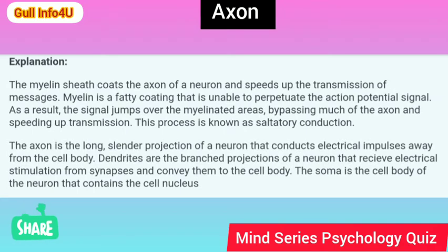The axon is the long cylindrical projection of a neuron that conducts electrical impulses away from the cell body. Dendrites are the branched projections of a neuron that receive electrical stimulation from synapses and convey them to the cell body. The soma is the cell body of the neuron that contains the cell nucleus.